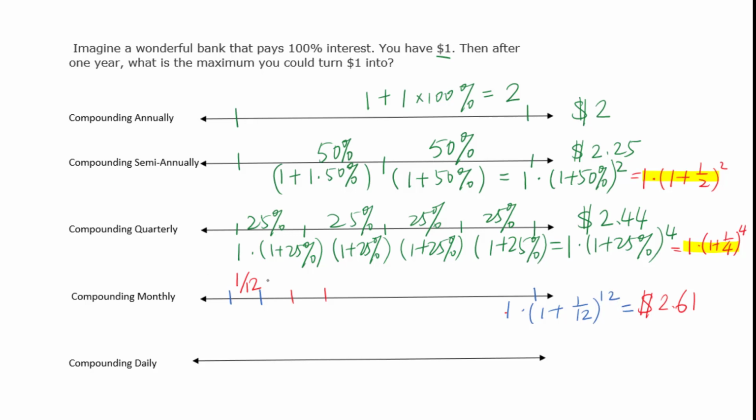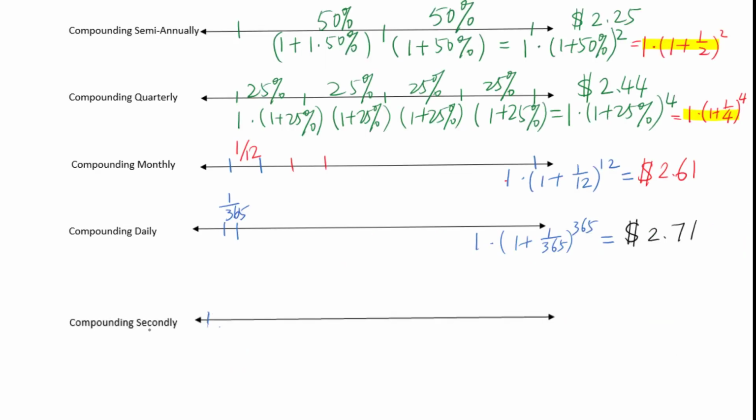Then compounding daily, the interest will be calculated daily. And each time, the interest will be paid 1 over 365 of the interest. The interest will be calculated daily, which means 1 times 1 plus 1 over 365 to the 365th power. That equals $2.71.